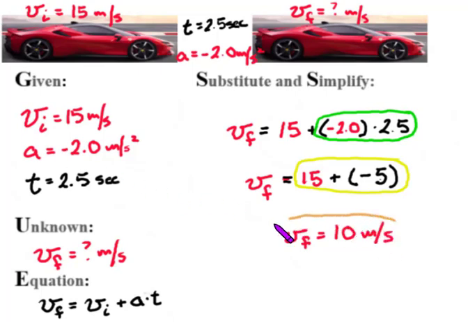And let's see if this makes sense. So wait a minute. I start out with 15 meters per second. I decelerate, and I get a number smaller than 15. Yeah, that makes sense.